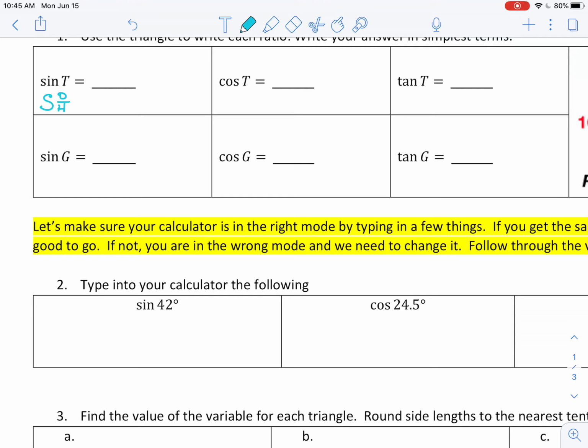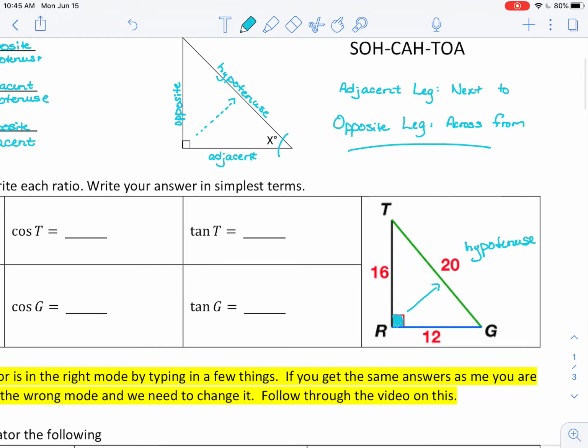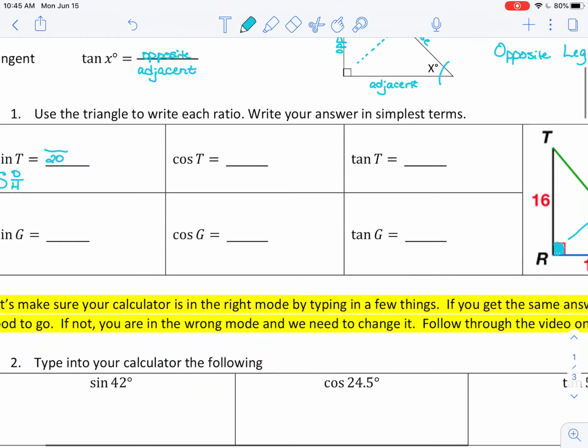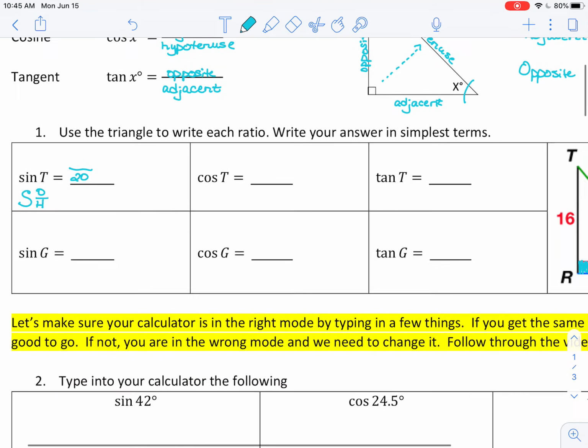Which means when I go to do the sine ratio, 20 will be in the denominator because we put the hypotenuse at the bottom. But I have to have the opposite leg up top. Now remember, opposite means across from, specifically, across from the angle. Now up here, my angle was x every time. It's not going to always be an x.